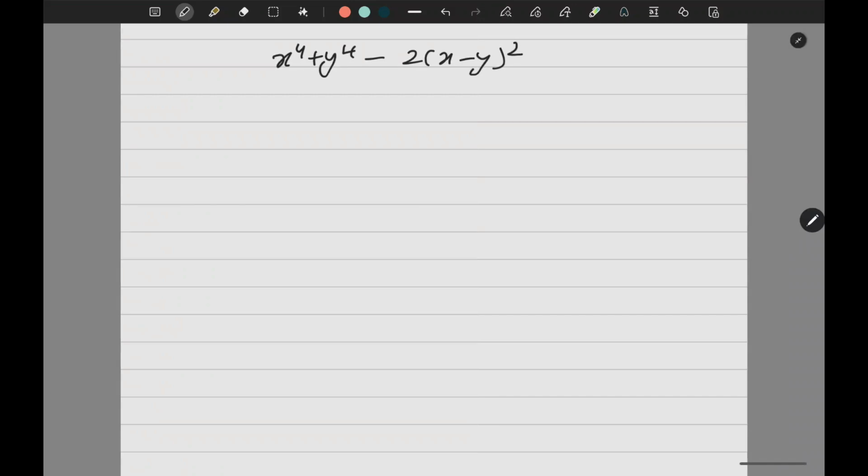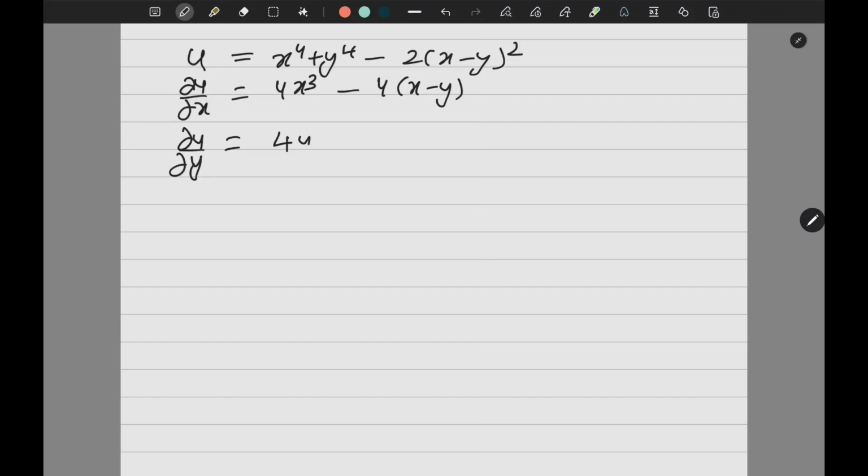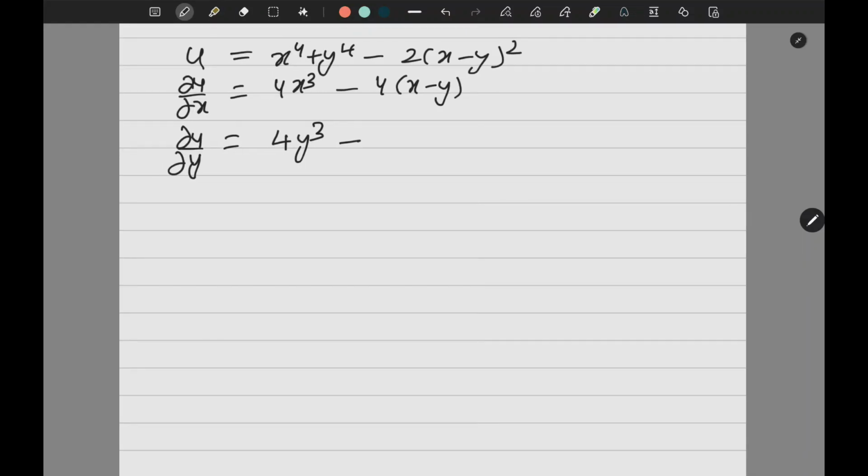Now, what is the difference of this question from the other question? This is u. It's easy only. Now, find out dou u by dou x. It is 4x cube minus 4x minus y. Dou u by dou y is equal to 4y cube minus 4x minus y. Because of this it will become plus. Sorry. Now I need to equate it to 0.